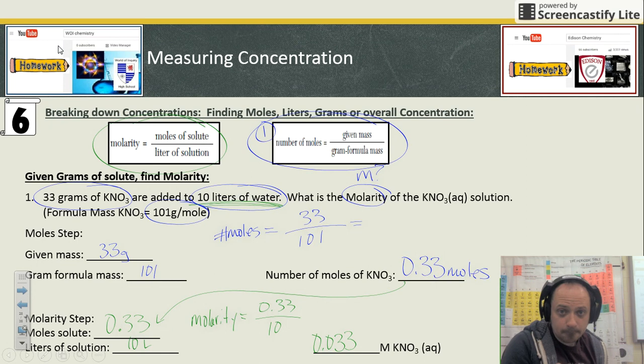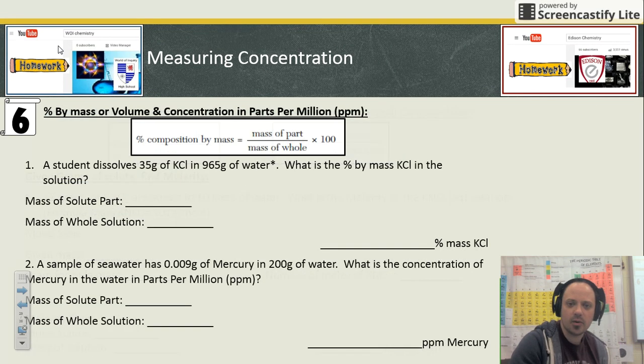Now, that's a very small number, which means that this solution is very dilute. If it was a large number, it means that solution would be very concentrated. Okay, so let's move on here and see what else we got.